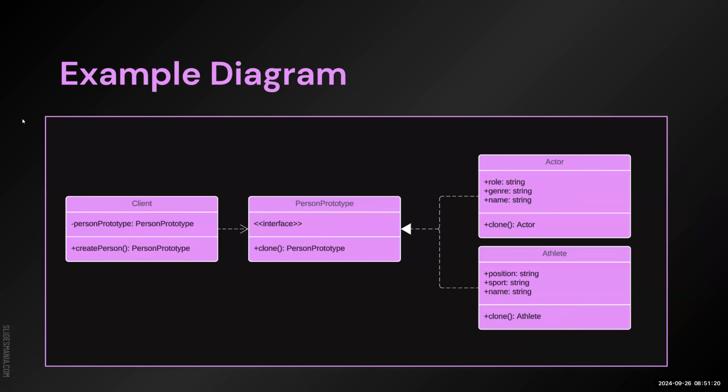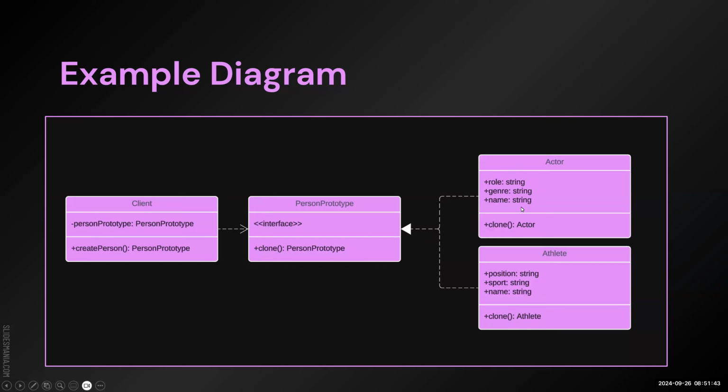So I gave a little bit of an example here. We still have the client. For the prototype class, I have a person prototype, and the two concrete classes are actor and athlete, which both implement the person prototype. There's a clone method here, and there's a clone for an actor and a clone for an athlete. The clone will obviously be different because there are different attributes that need to be cloned.